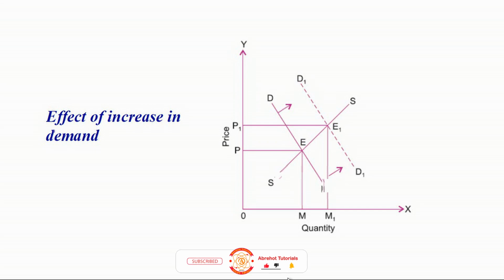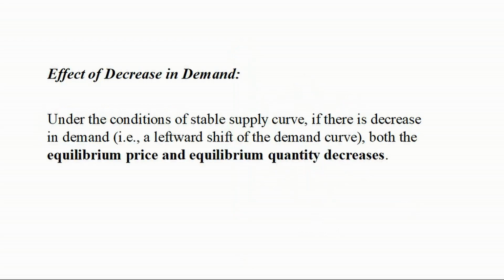The second situation is in relation to effects of decrease in demand. When there is a decrease in demand, what will be the effect on equilibrium price and equilibrium quantity? Under the condition of a stable supply curve, if there is a decrease in demand, which means a leftward shift of the demand curve, both equilibrium quantity and equilibrium price decrease. Let us see that with the graphic illustration.